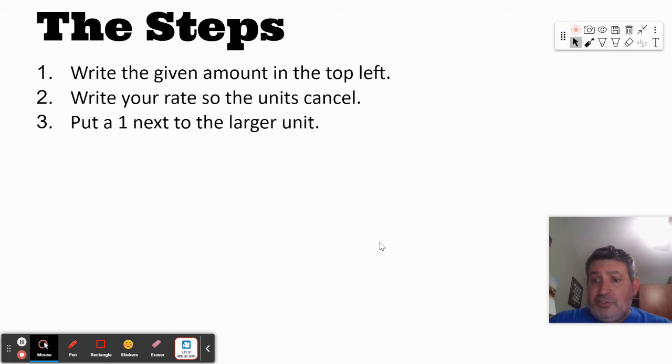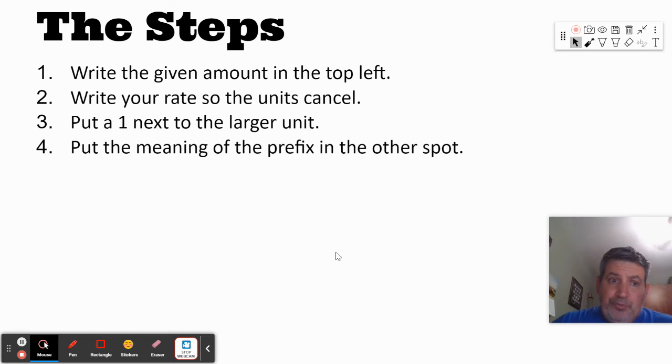3 is to put a 1 next to the larger unit. And that's why I go back to King Henry died unusually drinking chocolate milk, because that gives me the lineup from biggest to smallest, so I can tell who's bigger and who's smaller when it comes to units. Number 4 is put the meaning of the prefix in the other spot. Okay, so if milli is 1,000, I would put 1,000 in the other spot. We'll look at that in just a second in some examples.